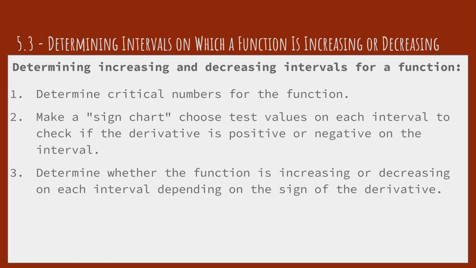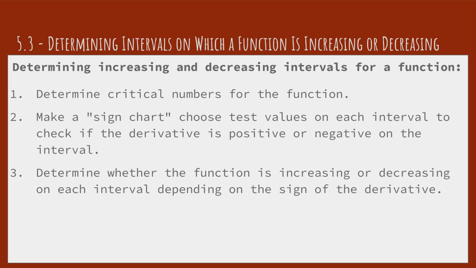So if we want to determine increasing and decreasing intervals for a function, notice the first step here says we're going to determine critical numbers for the function. So that was in the last topic, 5.2. We talked about finding critical numbers. Specifically, that's where the derivative equals 0, or where the derivative doesn't exist, or where it's not differentiable. That's going to give us critical values.